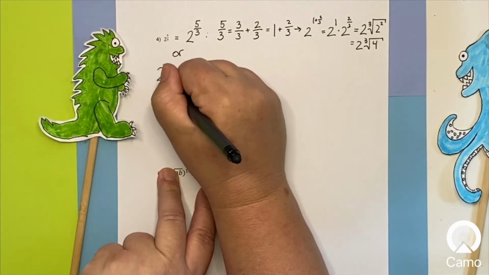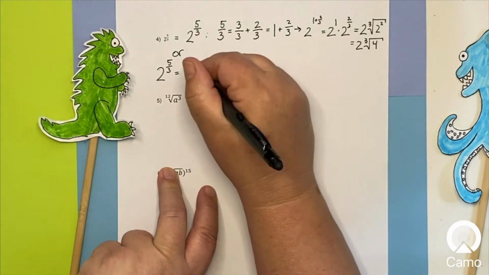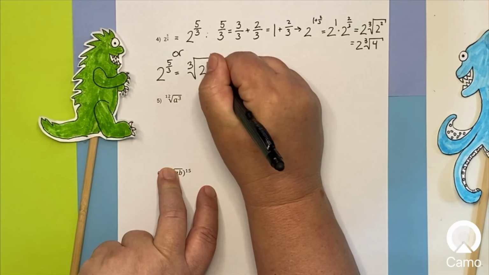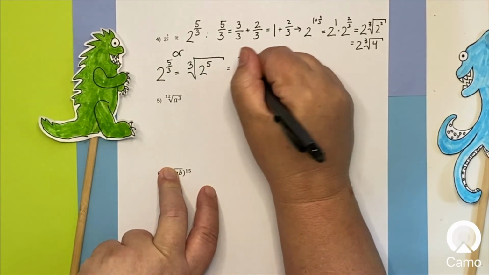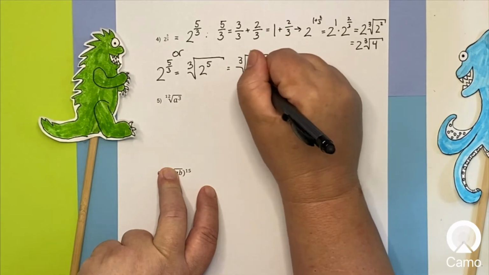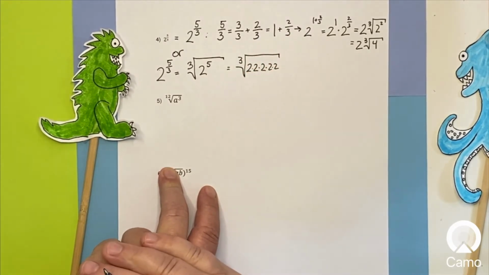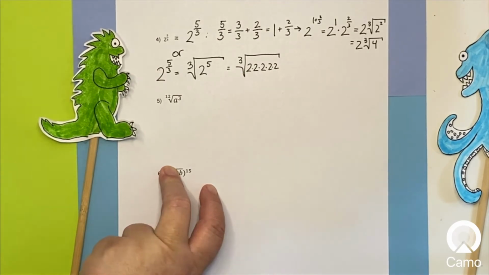Another way to look at it is to go ahead and write it out as the radical. So this is the cube root of 2 to the 5th. And so that means it's the cube root of 2 times 2 times 2 times 2 times 2. Well, we know from bear math, do I have my bear here? My bear is right here.